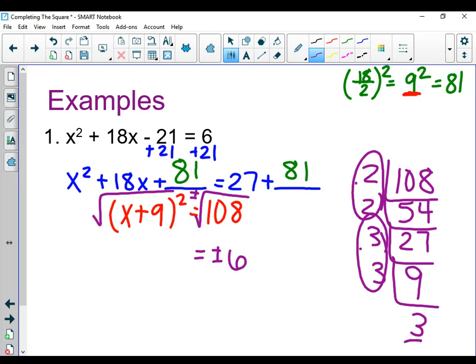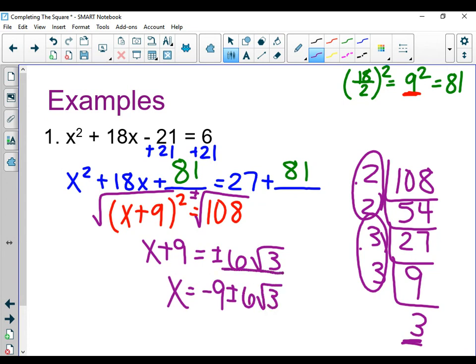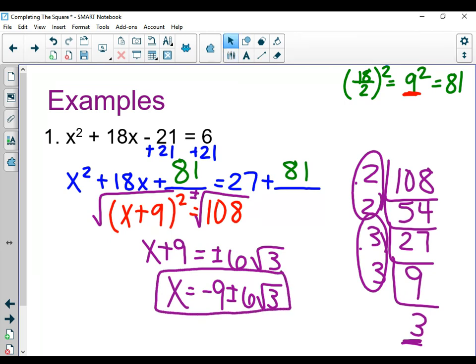And then this 3 stays on the inside. And the last step to getting x by itself is I subtract 9. Looking at this particular problem, I could not have factored that. Okay, that's pretty obvious. I ended up with the square root in my answer. I was not able to factor that one. Okay.